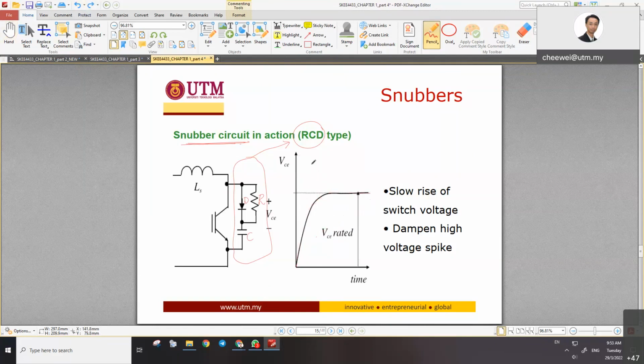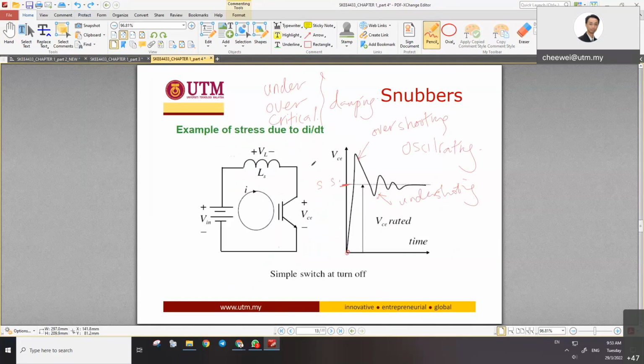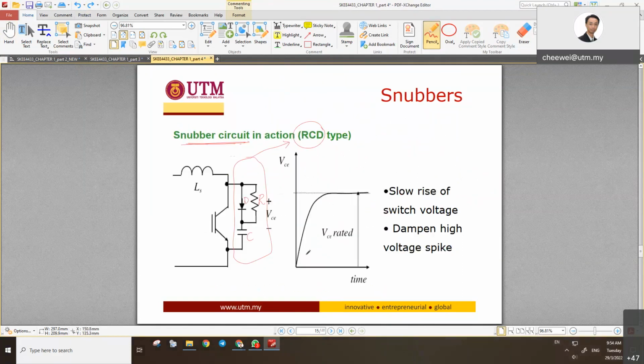So this snubber circuit can help me by changing the original overshooting, undershooting transient waveform into a beautiful, slow rise. Not too slow; you cannot design it too slow, that is underdamped or overdamped, and we don't want that. So it helps to reduce the rise and dampen the high voltage spike. It cannot eliminate the spike. That is the function of this RCD.